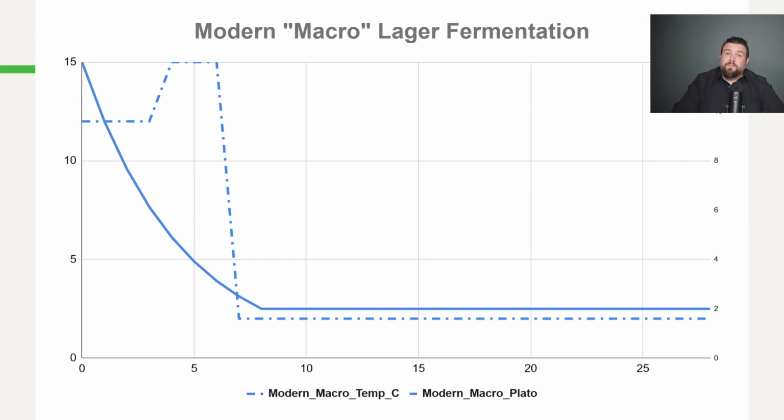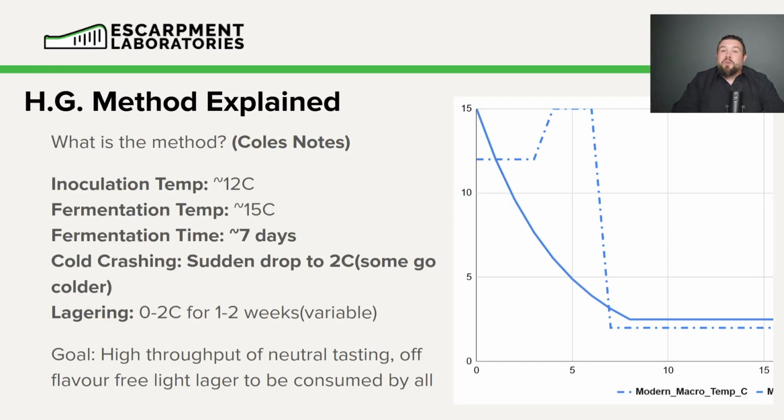And this is what it looks like. Now, the method for high-gravity fermentations is different than what we'd see from Narziss. Much more efficient, high throughput. Now, here's the Coles notes for this method. We're going to inoculate the wort for this beer around 12 degrees Celsius, much higher than the other lager fermentations we've seen. We're going to ferment around 15 degrees Celsius with a pretty quick ramp up in temperature. Not much higher, but higher than we saw for the other methods. We're going to ferment for only about 7 days, if not less.